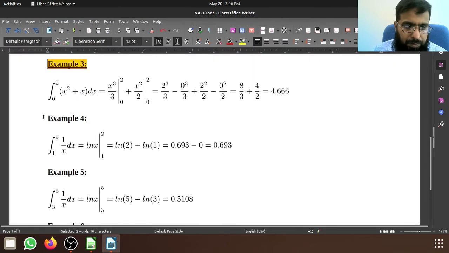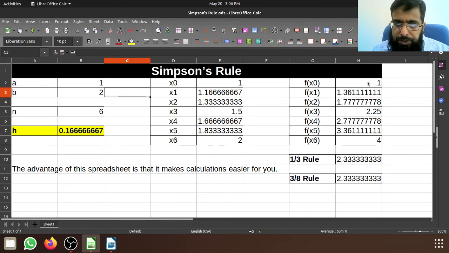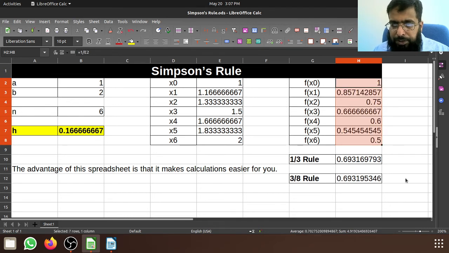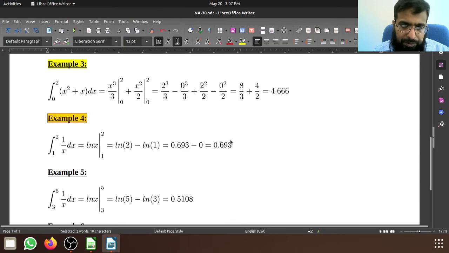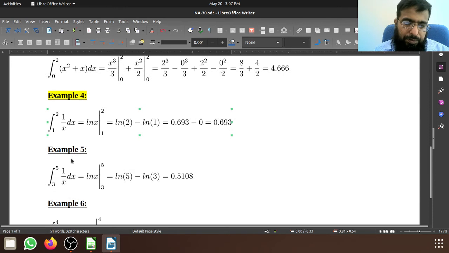So example number 4, the next example is 1 over x, limits from 1 to 2, right? So limits are from 1 to 2, and the function isn't x squared, but it is 1 over x this time, 1 divided by x, this one. And you just copy this formula for all these cells, and you get the answer 0.693, the same answer produced by both rules, 0.693. Let's see what the exact answer is. Wow, it's also 0.693. So you reach the same answer, right?